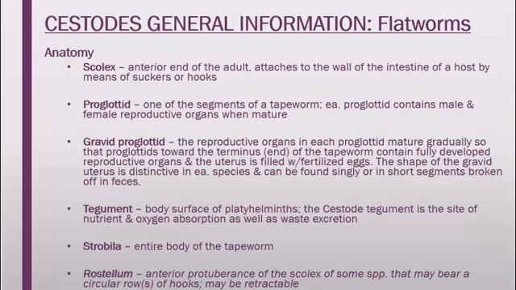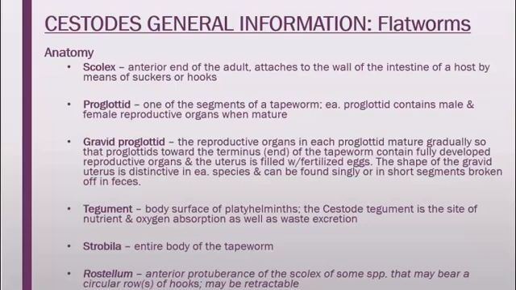First, let's talk about what the scolex is. It's the anterior end of the adult flatworm. It attaches to the wall of the intestine of the host by means of suckers or hooks. And we'll see what that looks like here in just a minute in an image. The proglottid is one of the segments of a tapeworm. The proglottid contains the male and female reproductive organs when mature.